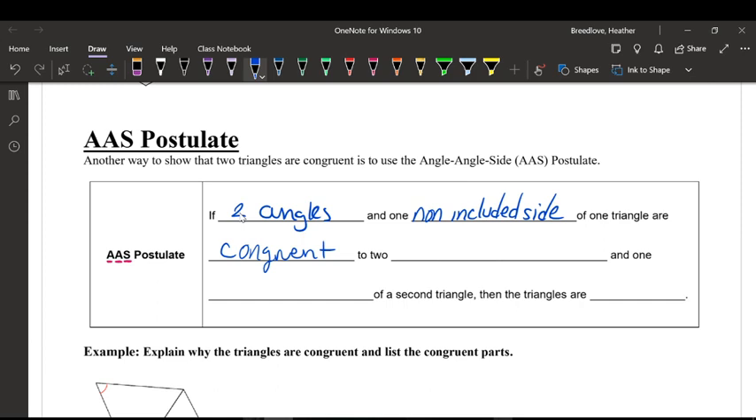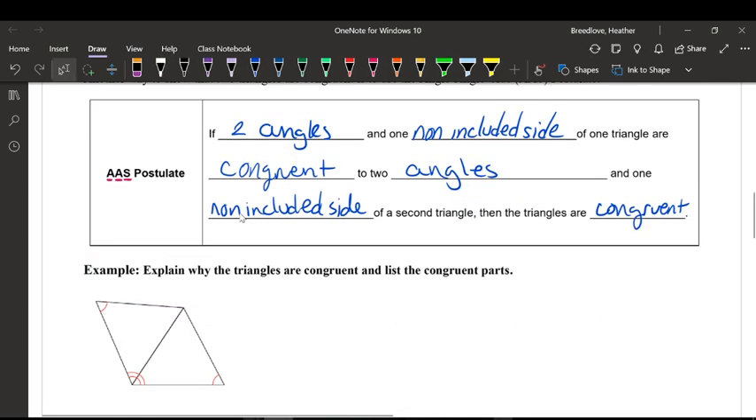then the triangles are congruent. Again, I'm not going to list congruent parts because I didn't label the triangles. But I want to explain why these two triangles are congruent. So I need to see, what do I have? I have an angle with one line and another angle with one line. So they each have an angle that is marked with one line.